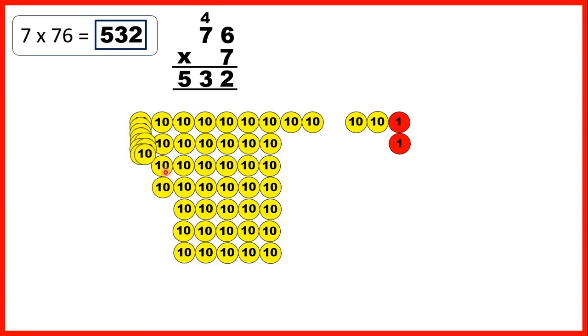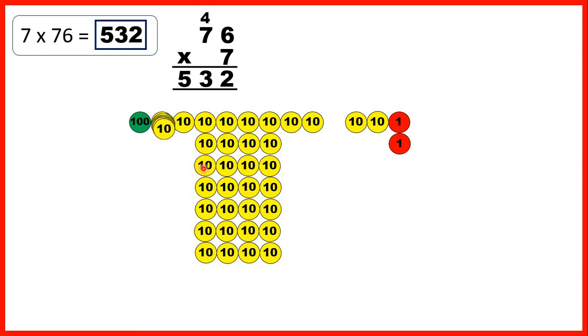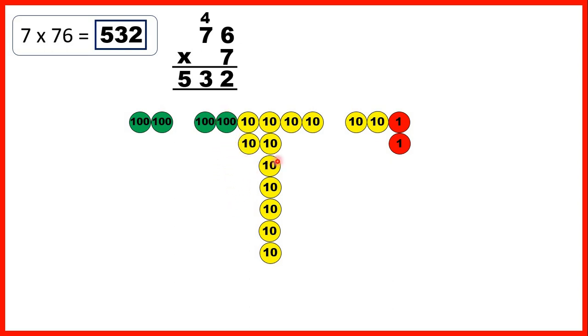But now we can regroup our tens as well. 10 tens is the same as 100. So now that we've regrouped as much as we can, we have 500 counters, 3 ten counters, and 2 one counters. So that's 532.